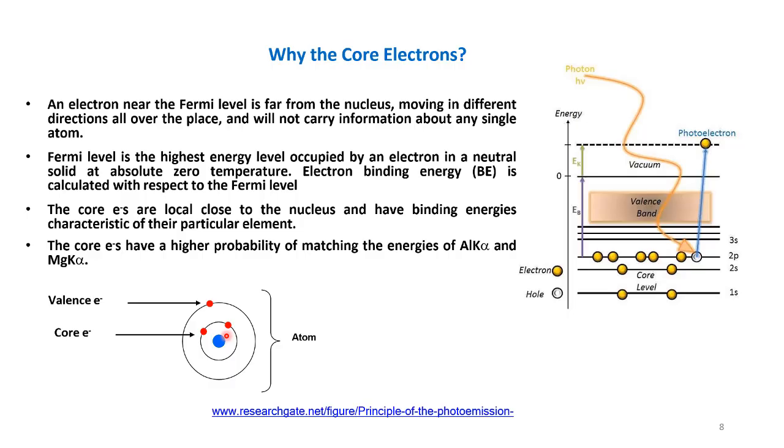The Fermi level is the highest energy level occupied by an electron in a neutral solid at absolute zero temperature, and the electron binding energy is calculated with respect to the Fermi level. The core electrons are local, close to the nuclei. As you can see, the core electrons are closer to the nucleus and have binding energies characteristic of their particular element. That's why we always consider the core electron. The core electron will also have a higher probability of matching the energies of aluminium K alpha and magnesium K alpha.